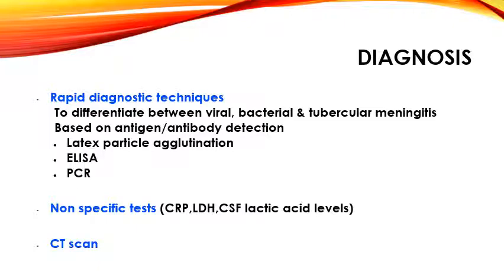Rapid diagnostic tests are there to differentiate between viral, bacterial and tubercular meningitis, and this is based on antigen antibody detection. The common rapid tests which can be used are latex particle agglutination, ELISA and PCR. Non-specific tests which can be asked for are CRP, LDH, CSF lactic acid levels and CT scan.